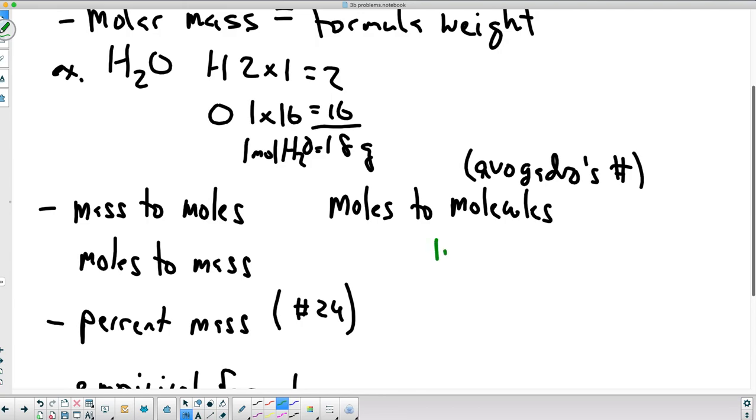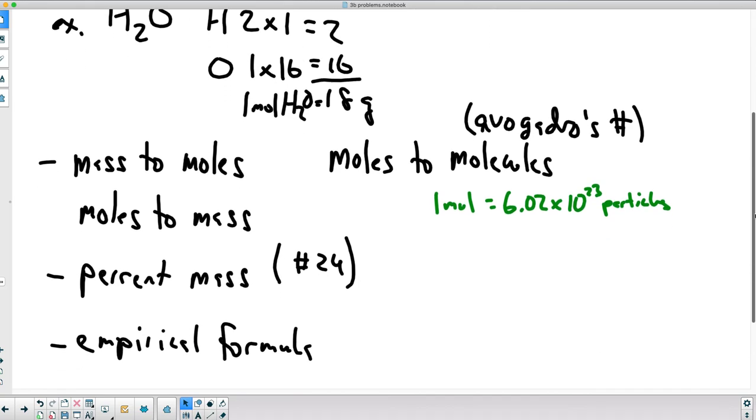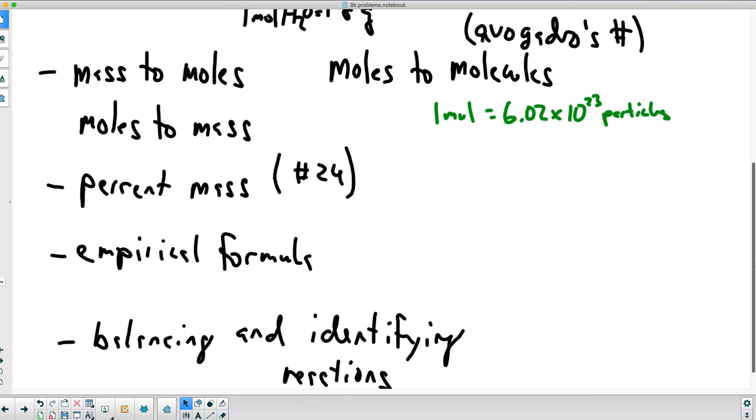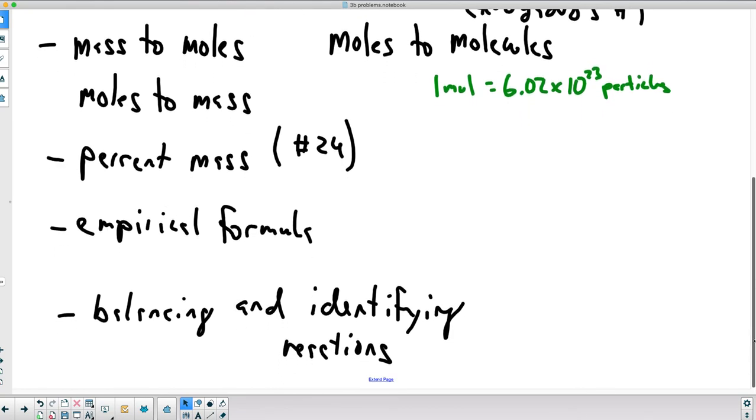That would be the 1 mole equals 6.02 times 10 to the 23rd, either molecules, we call that just particles to be generic, okay? So 1 mole equals Avogadro's number. You should be able to do that. Percent mass is like number 24 from 3A problem set. You should be able to do a percent mass. It's easy, it's not difficult. The empirical formulas are the ones we just worked on. That was number 40, 49, and 50.